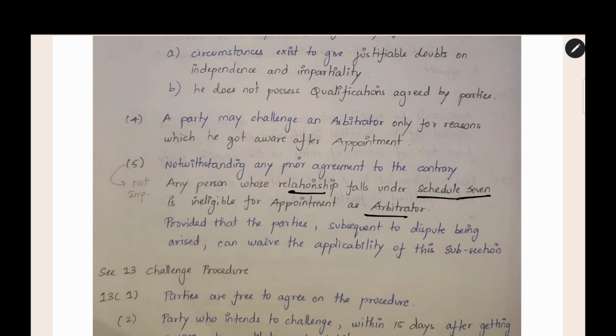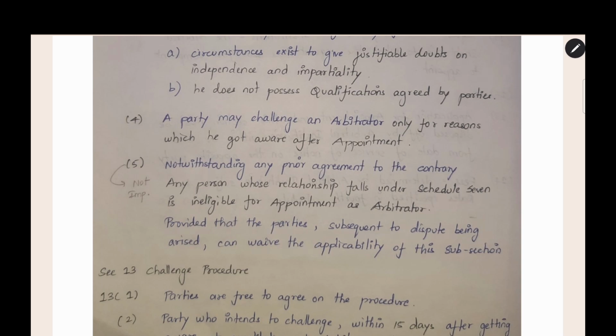Now this is the main point: it is notwithstanding any prior agreement. Even if the arbitration agreement allows the relation, Schedule 7 is not allowing. So the Act is superior, and you should not follow the arbitration agreement; you should follow Schedule 7 in that case. Notwithstanding the agreement, a Schedule 7 relation person should not be appointed as an arbitrator, provided that the parties subsequent to the dispute having arisen can waive the applicability of this section.